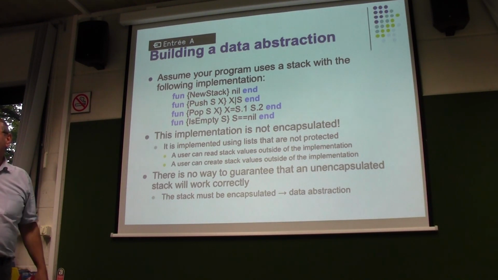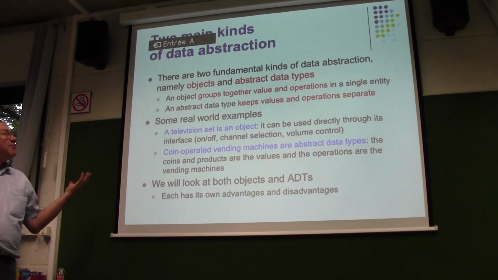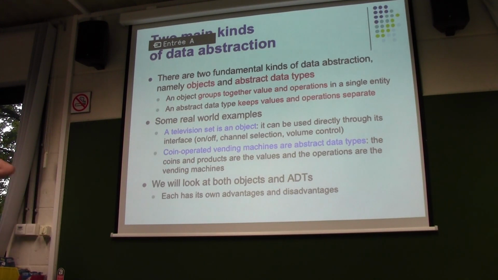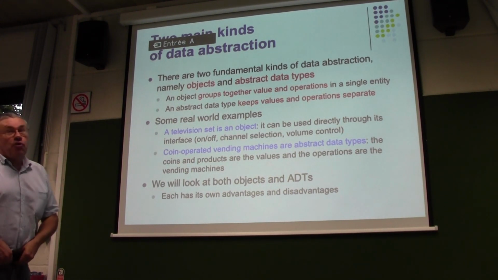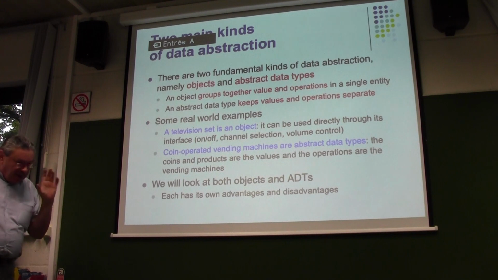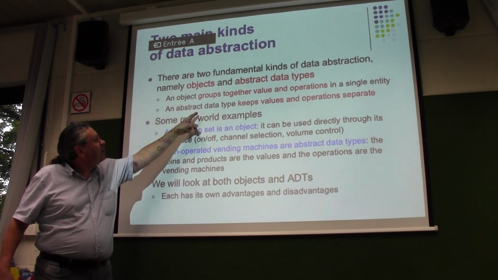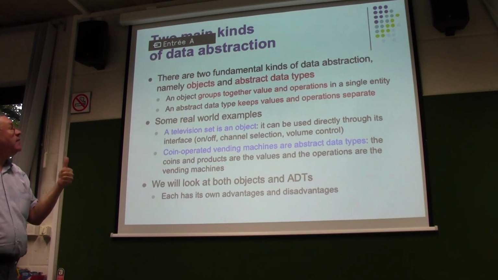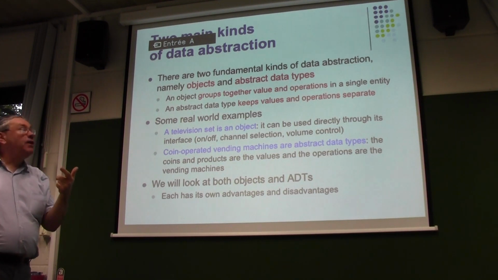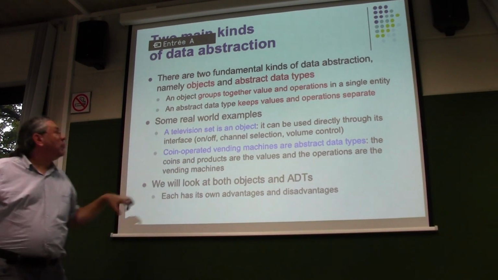And there's two main ways of arranging that, and these are called objects and abstract data types. They're fundamentally different ways of organizing data abstraction. And already in your programs you have used both of them, although maybe you don't realize when you're using each one. An object will group the value, so the internal state of the data abstraction, and the operations in a single entity, whereas an abstract data type keeps them separate.